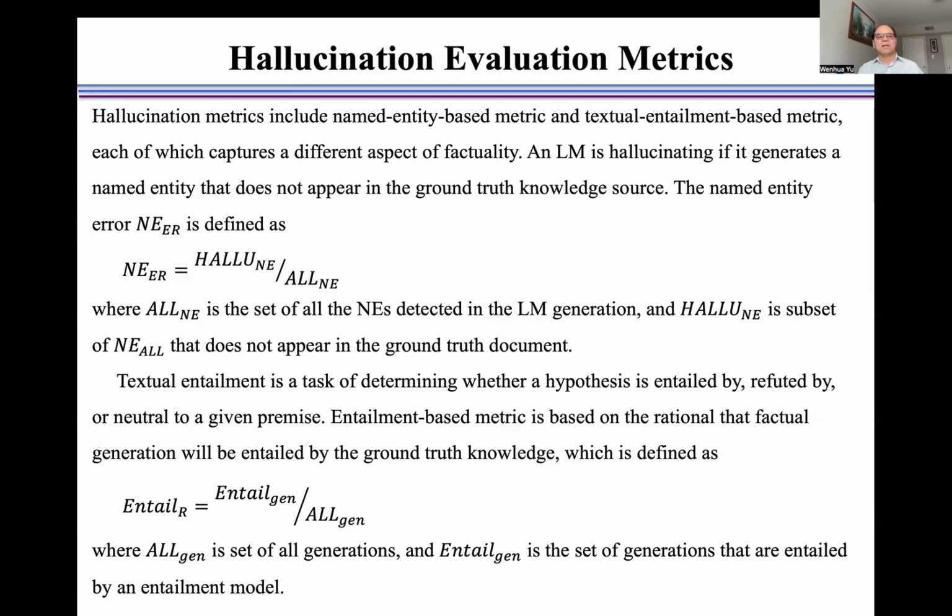Textual entailment is a task of determining whether a hypothesis is entailed by, refuted by, or neutral to a given premise. Entailment-based metric is based on the rationale that factual generation will be entailed by the ground truth knowledge, which is defined as here, where ALLGEN is the set of all generations, and ENTAILGEN is the set of generations that are entailed by the entailment model.